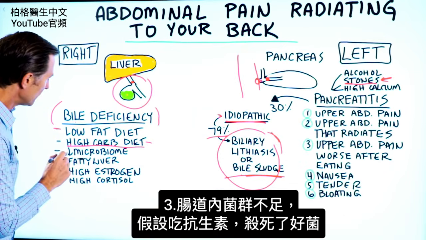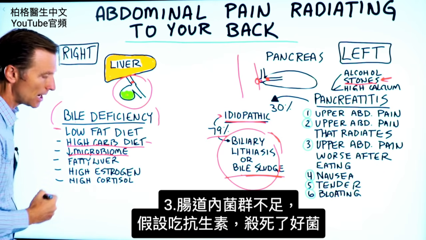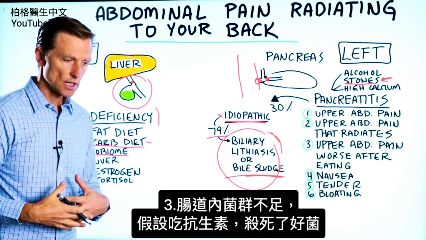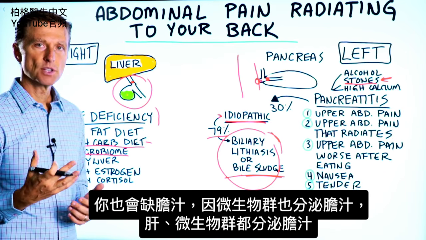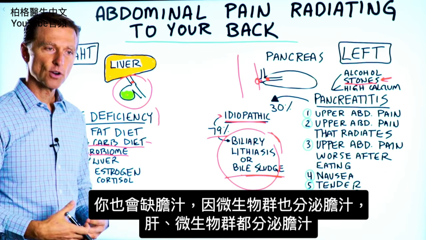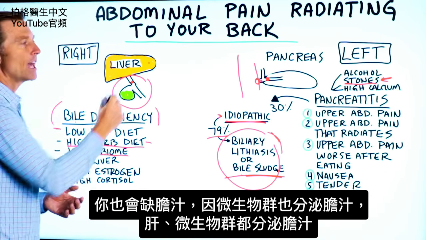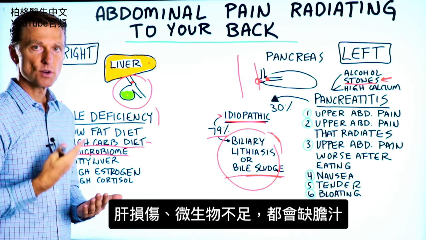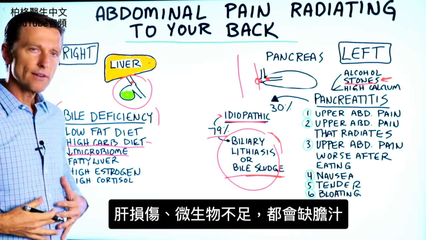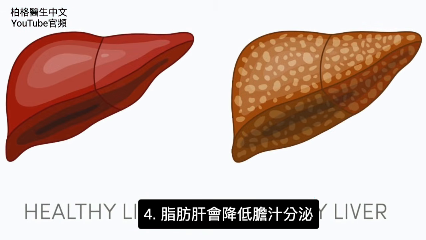If you have a decreased microbiome, let's say you had a series of antibiotics that destroyed your good bacteria, you might have a deficiency in bile because your microbes also make bile. So you have the liver that makes bile and your microbes. So if you have liver damage, that can be one source of a bile deficiency, or if you don't have enough microbes, that could be another source. And this leads to the next thing. A fatty liver can inhibit the production of bile.